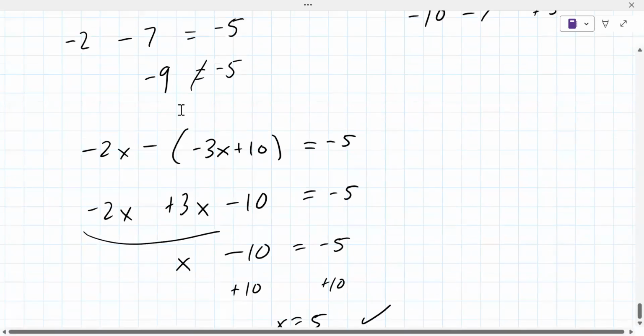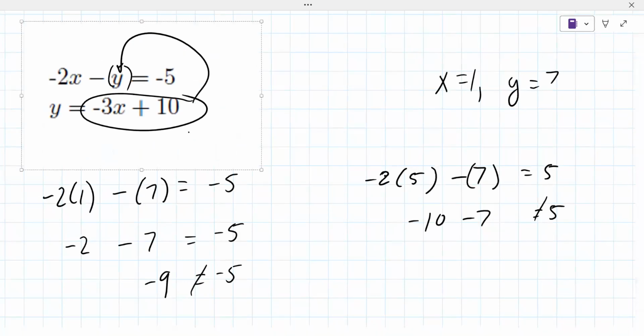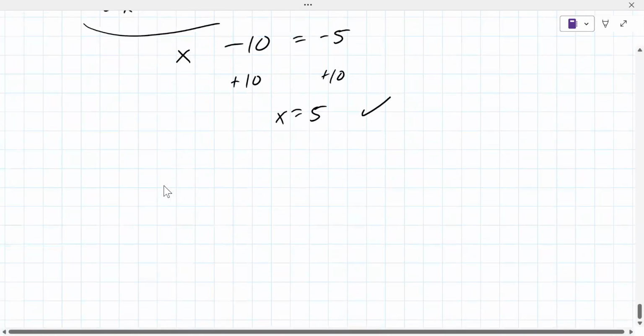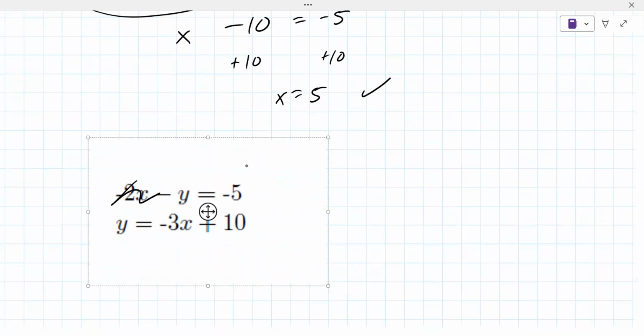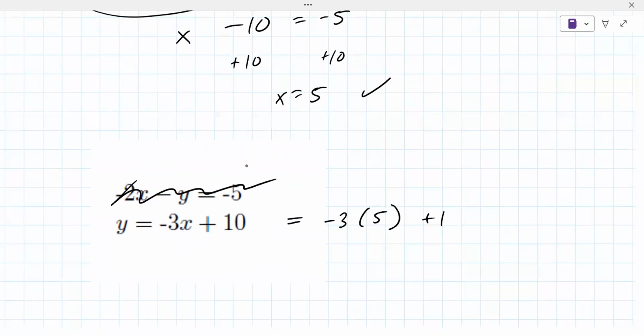To get y, then you always go back to the other equation. So to get y, let's use that second one. -3 times 5 plus 10 is -15 plus 10, which is -5, like that.